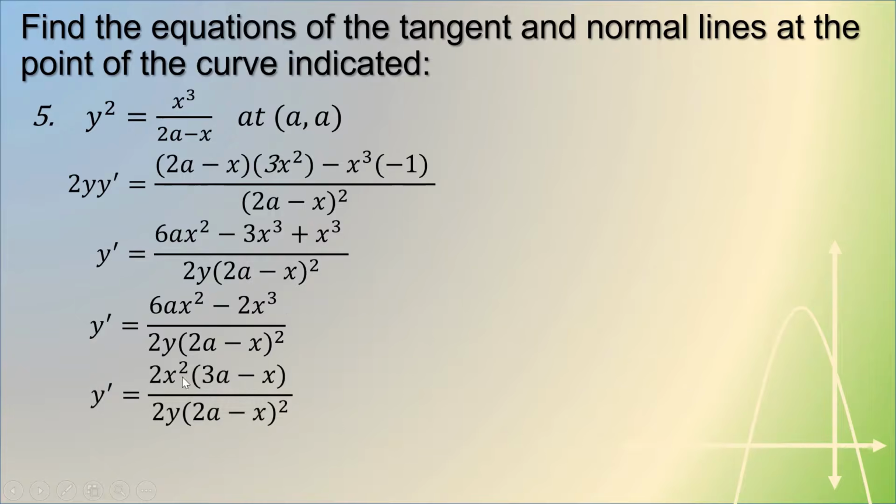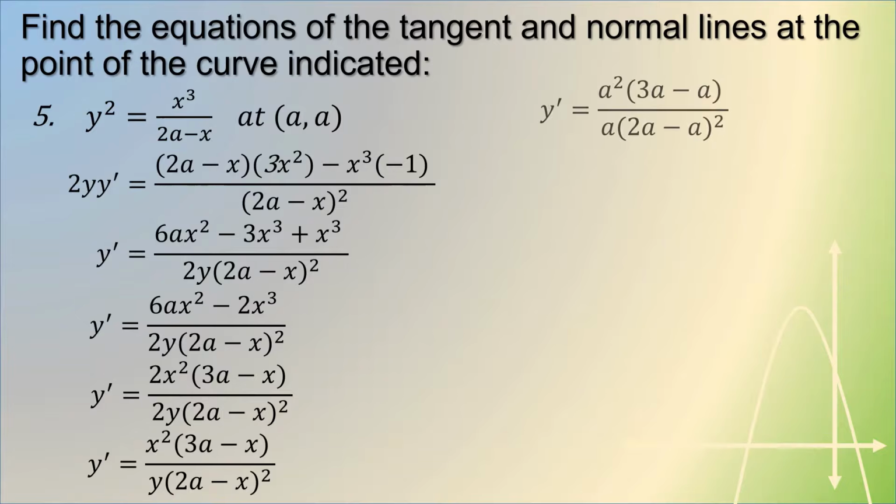And then factoring out the common 2x squared sa ating numerator. 2x squared times 3a minus x na lang yung matitira. Over 2y times 2a minus x squared. Canceling out 2 kasi common siya sa numerator and denominator. Magiging x squared times 3a minus x all over y times 2a minus x squared.